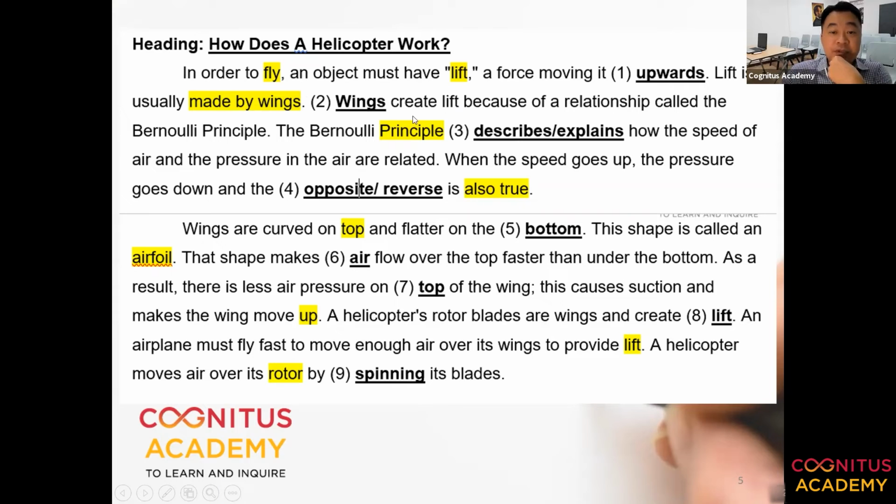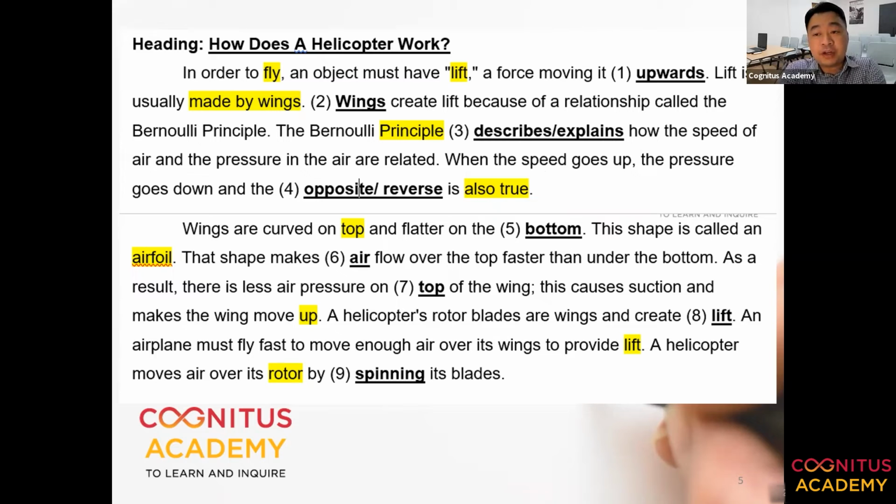Then the Bernoulli principle. Now, if you are aware that there are certain principles that help us explain the laws of nature, you know that it describes how the speed of air and the pressure in the air are related, or explained. So the word principle gives us the context for number 3 to be describes or explains. Now, the fourth one is a bit difficult. Students need to visualize. So when the speed goes up, the pressure goes down, and the blank is also true. The key word here is also true.